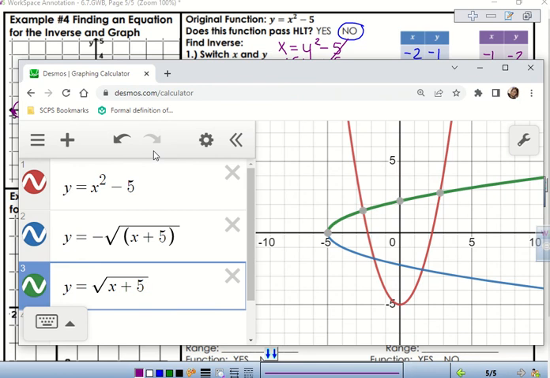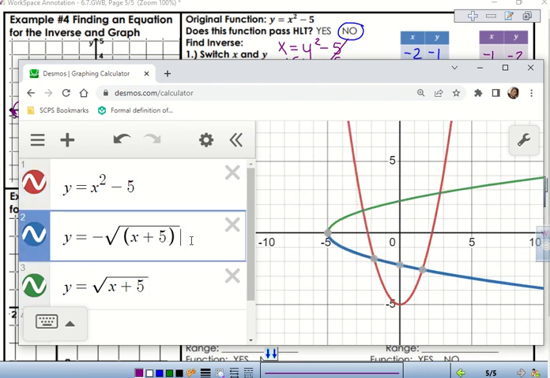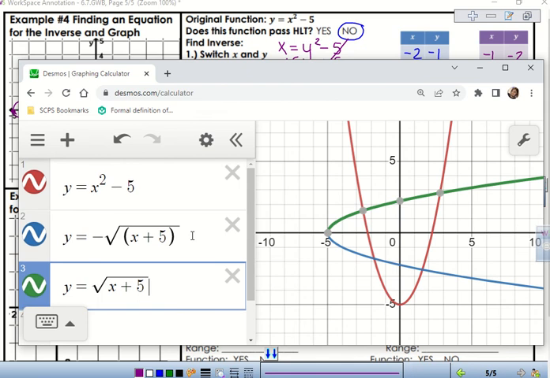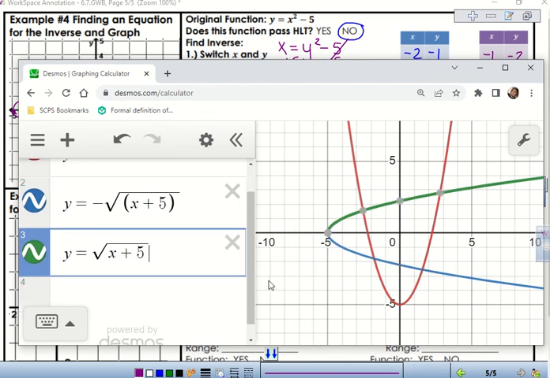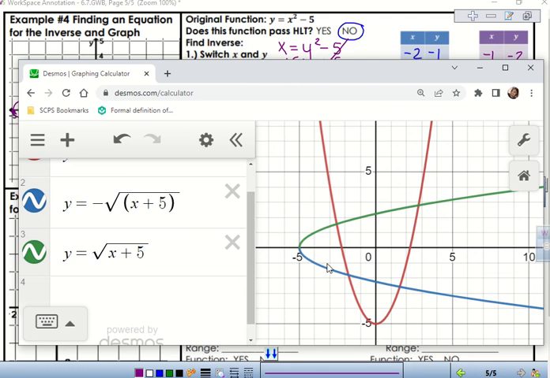Alright, so as you can see here, I graphed the original function. I graphed the left piece, or the below piece, and the above piece. See how I have the negative and the positive one in here? You have to graph it as two separate pieces. You see how these pieces together combined make that relation?